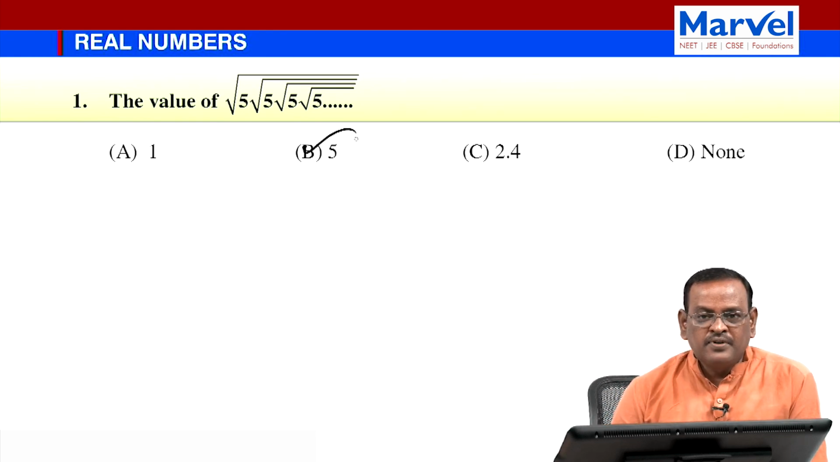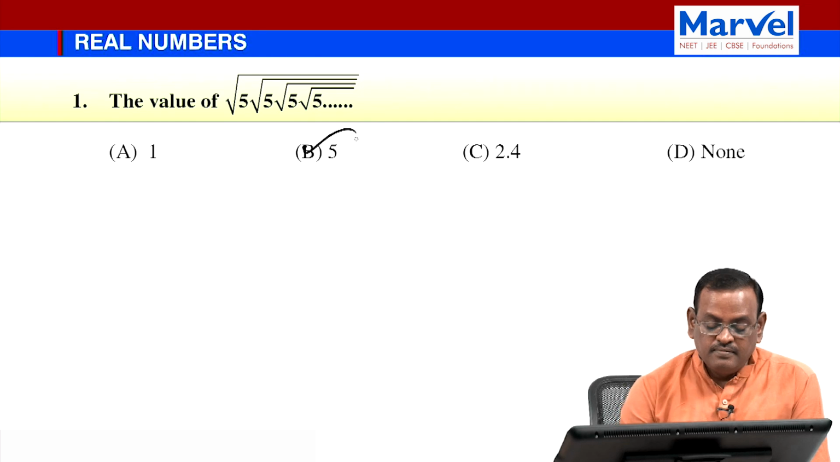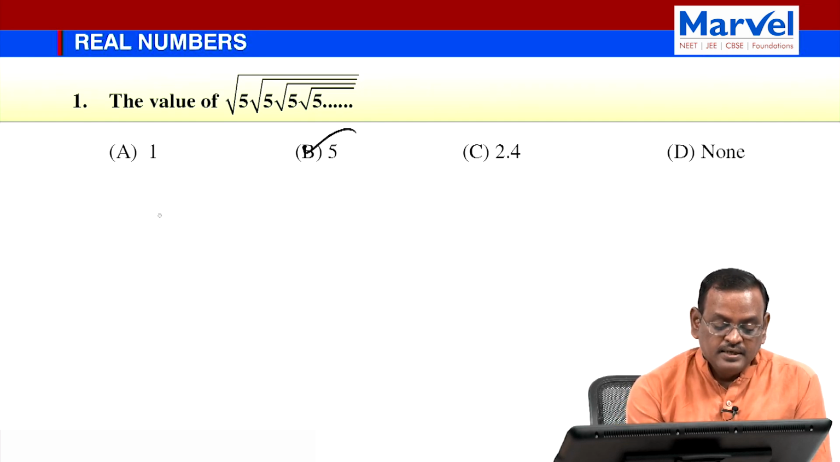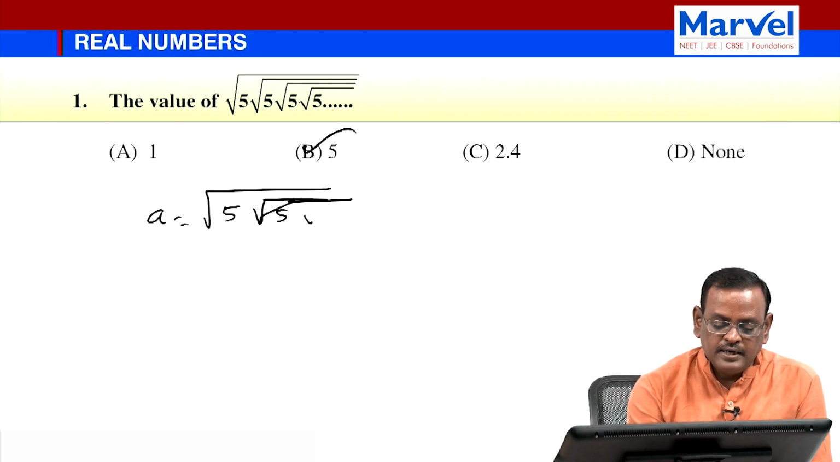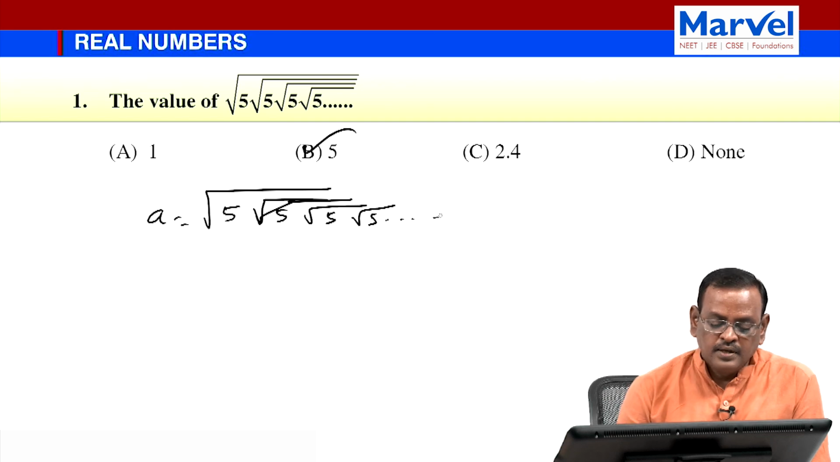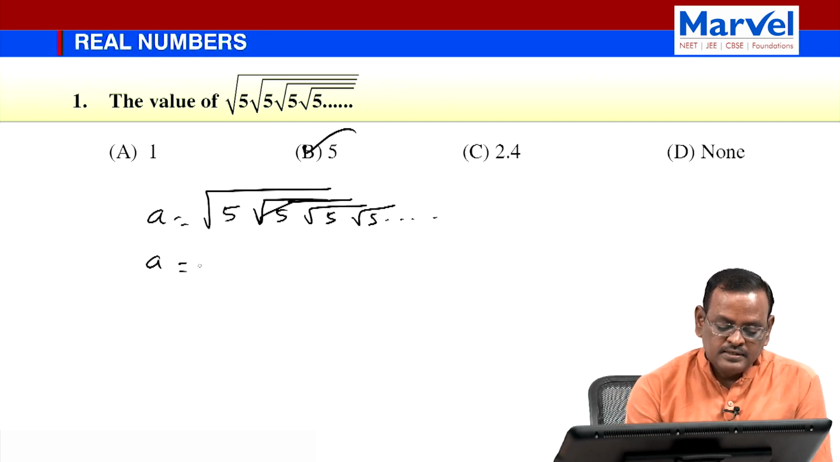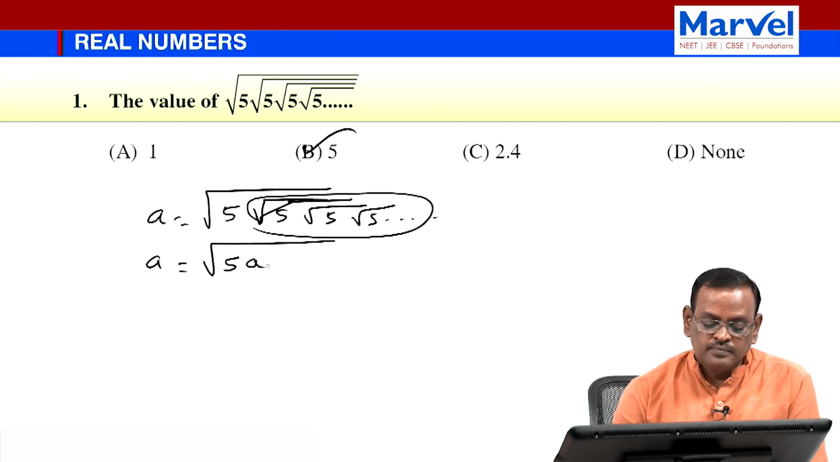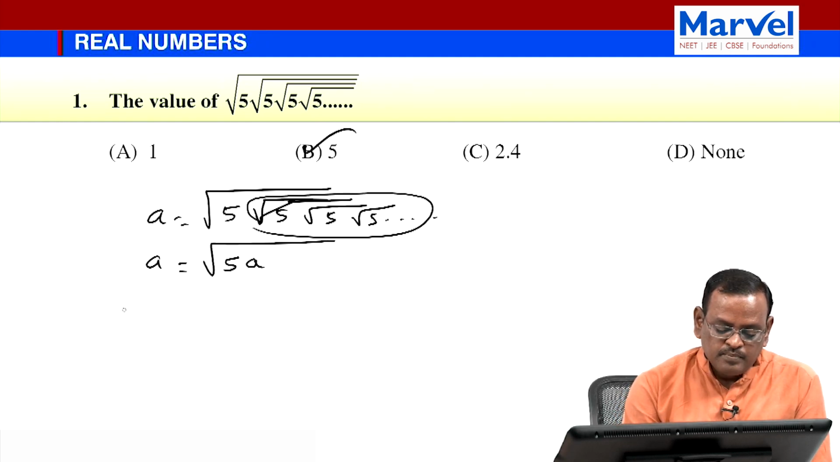This is an example for infinite product of numbers. Let A equal to root of 5 into root of 5 into root of 5 into root of 5, dot dot dot. We can write this as root of 5, and again we can substitute this as A. Squaring on both sides, A square equal to 5A.